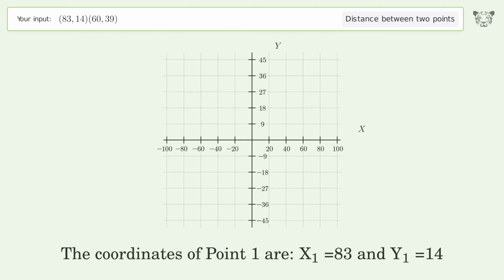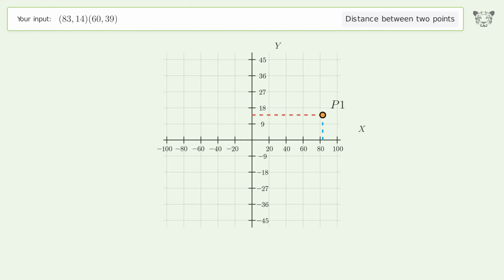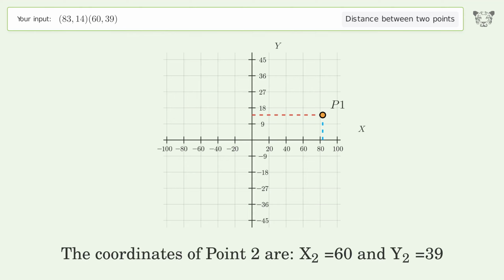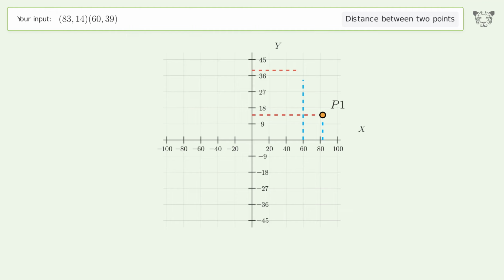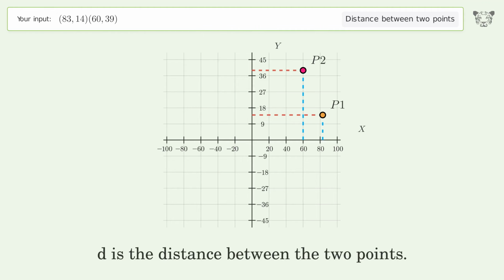The coordinates of point 1 are x1 equals 83 and y1 equals 14. The coordinates of point 2 are x2 equals 60 and y2 equals 39. D is the distance between the 2 points.